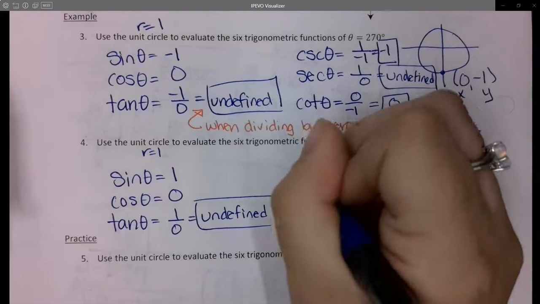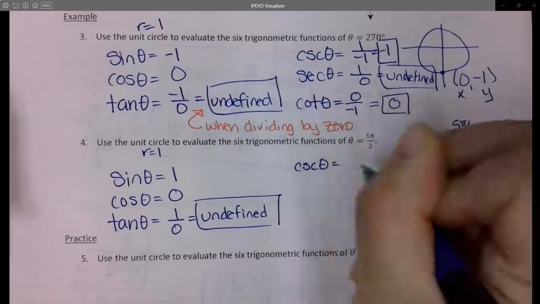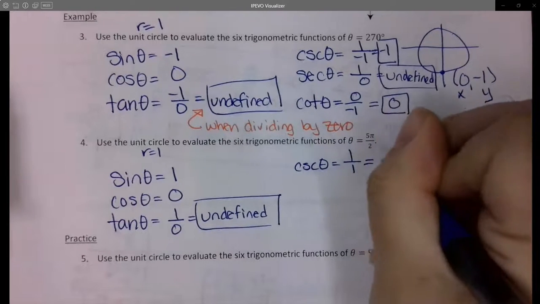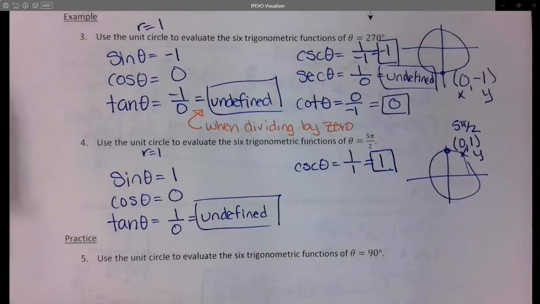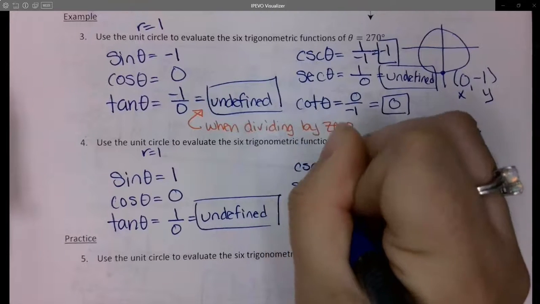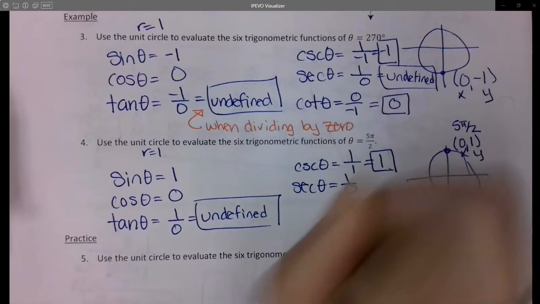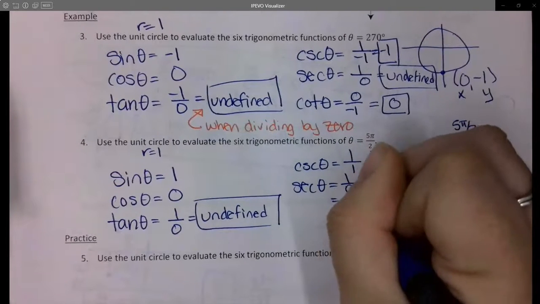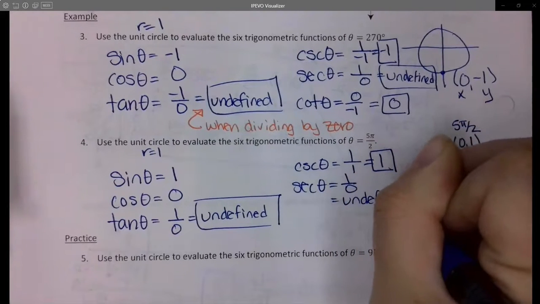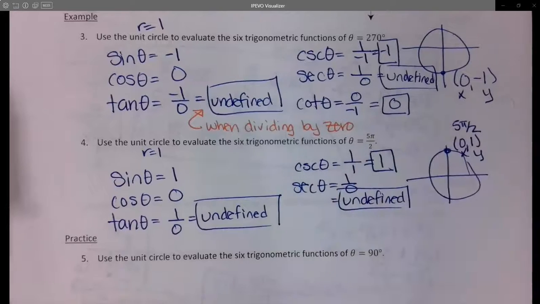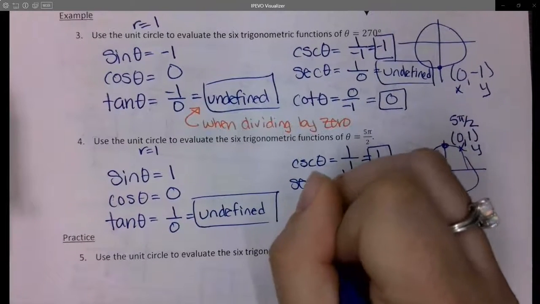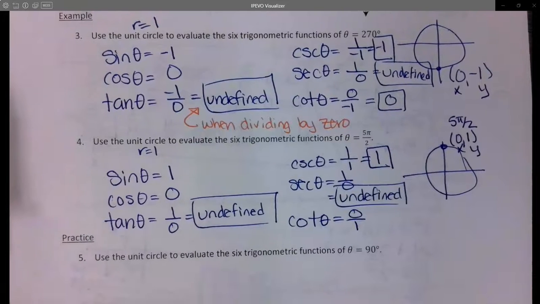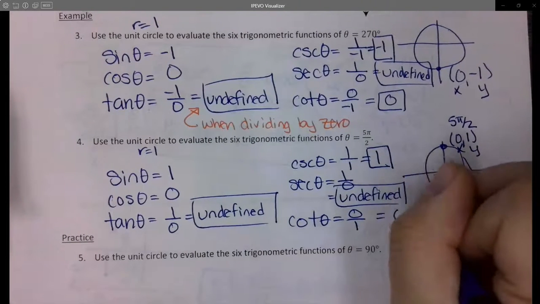Then I want to get my reciprocal functions, so I have cosecant, which is 1 over y. Y was 1, so 1 divided by 1 is just 1. Then I have secant, which is 1 over x. My x was 0. So this one is undefined, because I have that 0 on the bottom. And then finally, I have my cotangent, which is x over y. So 0 over 1, which just simplifies to 0.